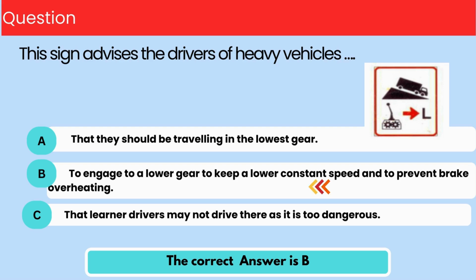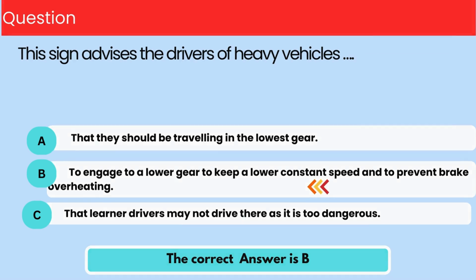If the lower gear does not slow the vehicle sufficiently, drivers should engage an even lower gear to maintain a constant speed and further protect the brakes from excessive heat. This technique ensures better control and safety while driving down steep slopes.